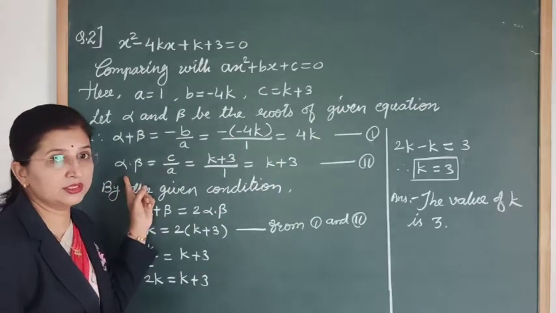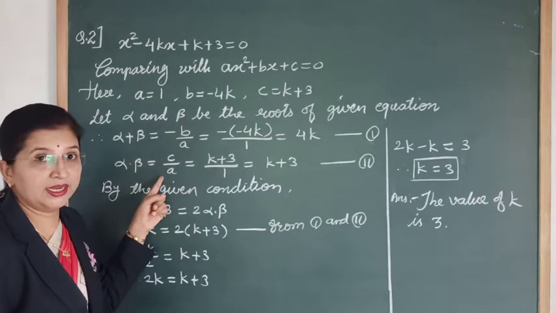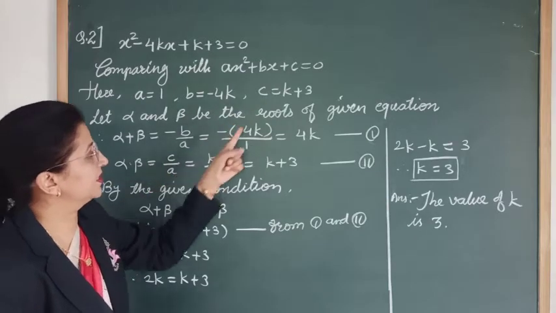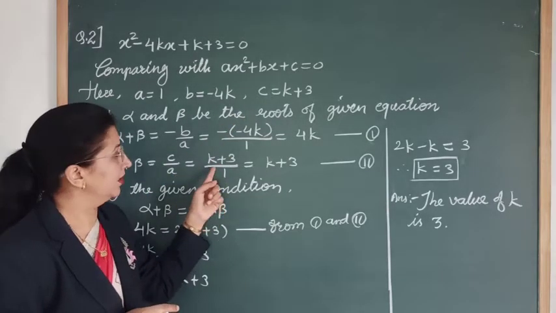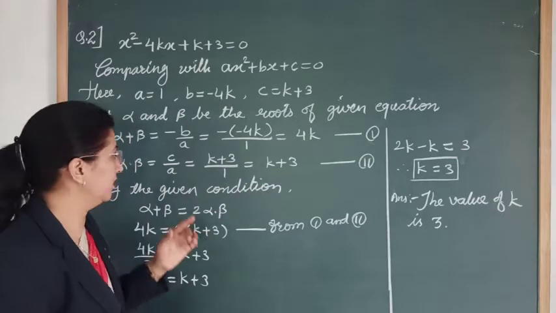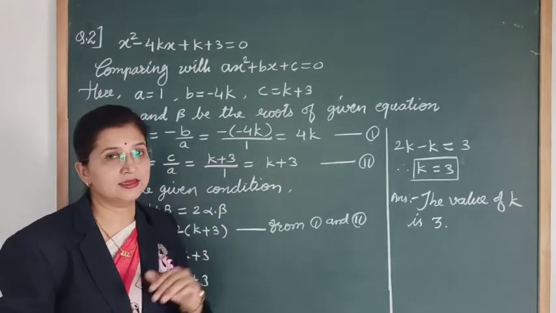Similarly, the product of the roots is c upon a. What is our c? It is k plus 3, and a is 1, so that is k plus 3. This is the product of the roots.